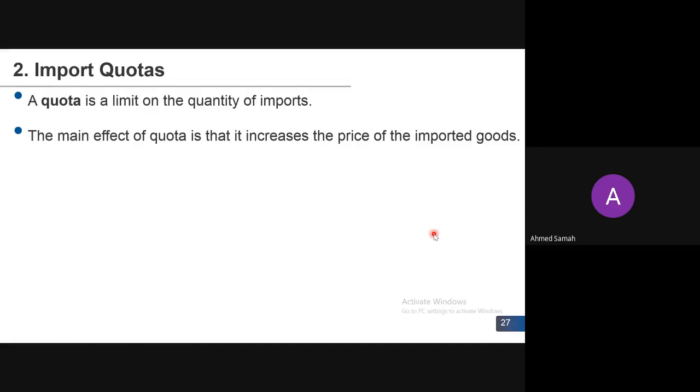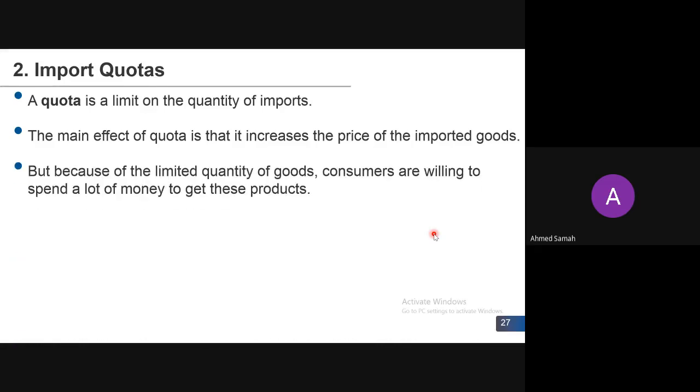Then, like the tariff, because of the quota the prices increase and the imports decrease, and it creates a deadweight loss as well. So it has an equivalent effect as a tariff.